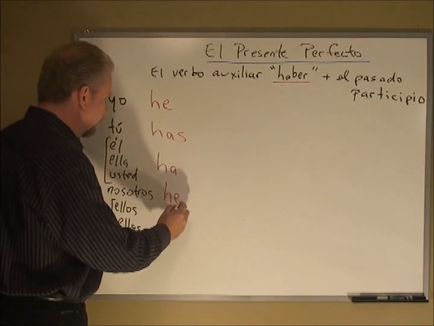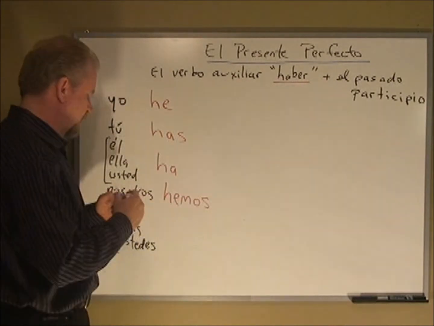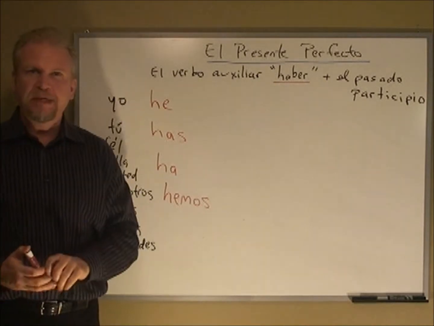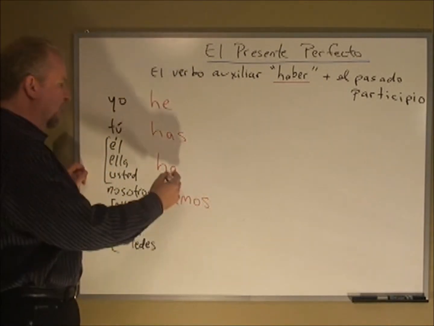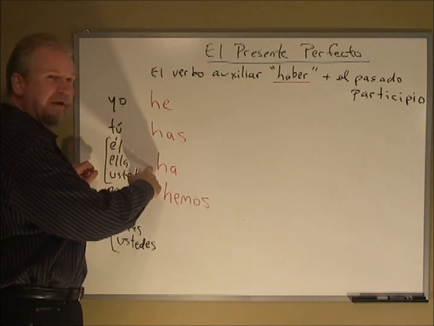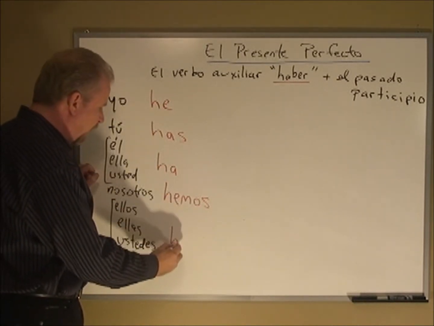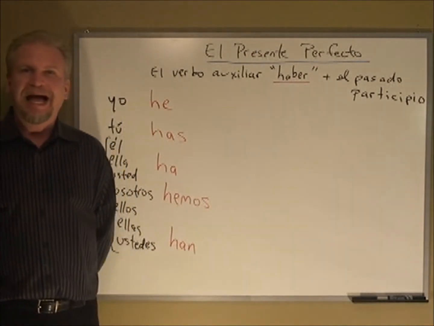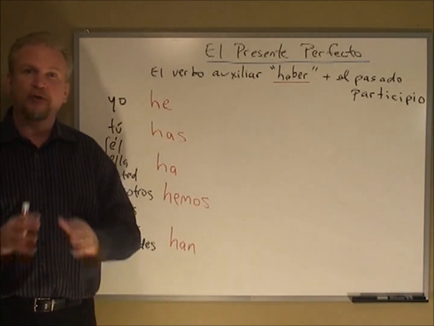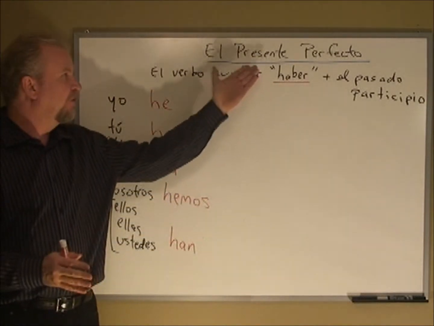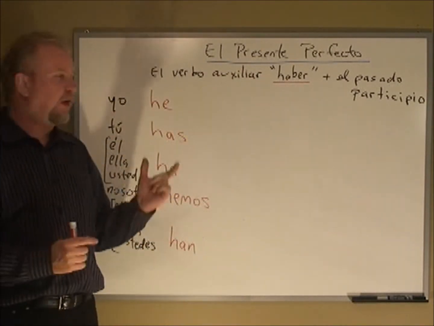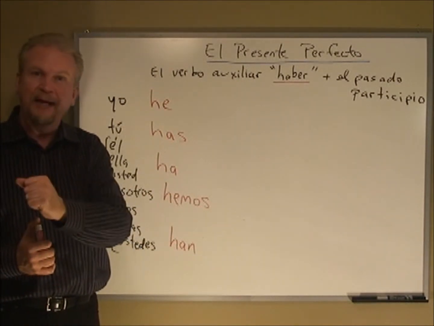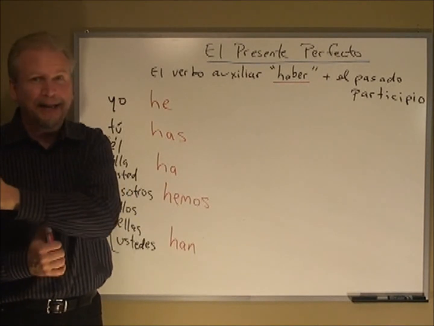Nosotros hemos. Nosotros hemos. We have. Y ustedes, well, you know what usually happens. Whatever we get up here, we get down here, we just add the letter N. So, ellos han. Now we've learned half of the present perfect tense. We've learned how to conjugate the verb haber, yo he, tú has, él ha, nosotros hemos, ellos han.